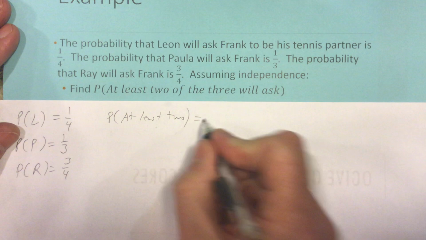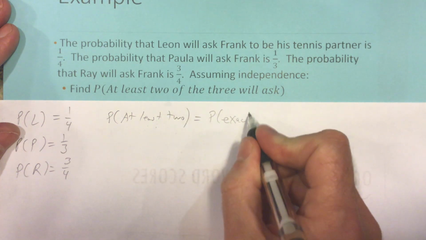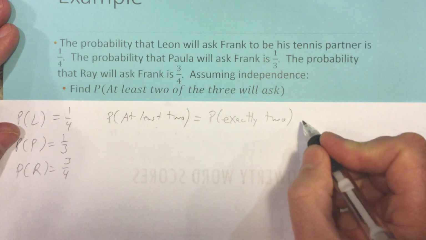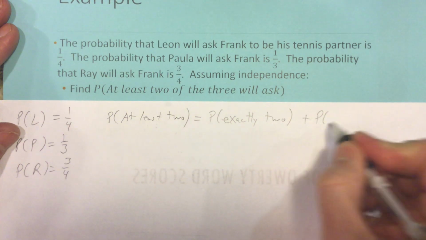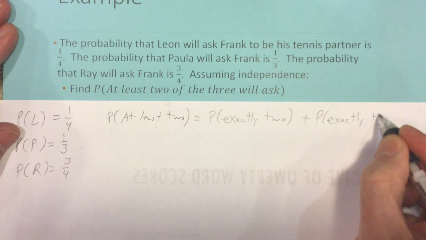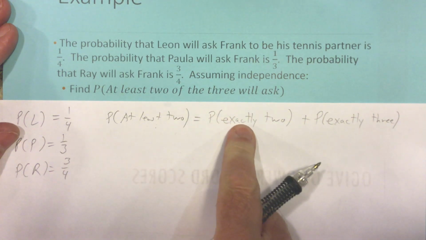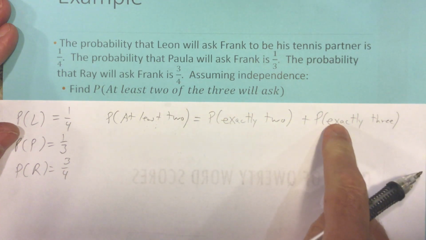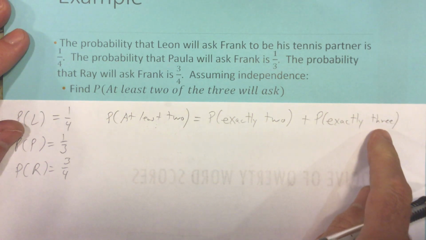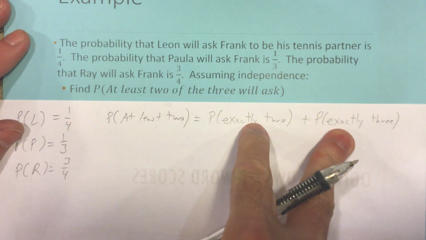For me, that means I could say, well, that's the probability of exactly 2 asking, or the probability of exactly 3 asking. Right? At least 2 means exactly 2 or more. In this case, the or more stops at 3 because that's all we could have. All right, so I now know that it's the sum of these 2 probabilities.